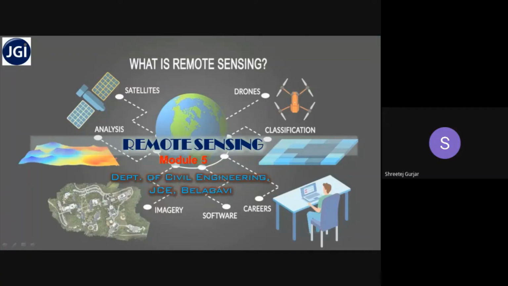Hello and welcome students to this session of advanced surveying wherein we are learning regarding remote sensing today. Right. So module 5, the second part of our module 5 is remote sensing. We shall learn a few basic things regarding remote sensing in this chapter. Okay, not in detail, just a brief idea regarding remote sensing.